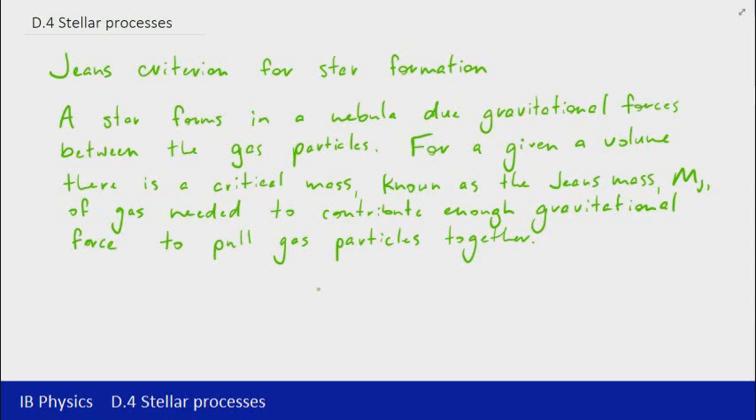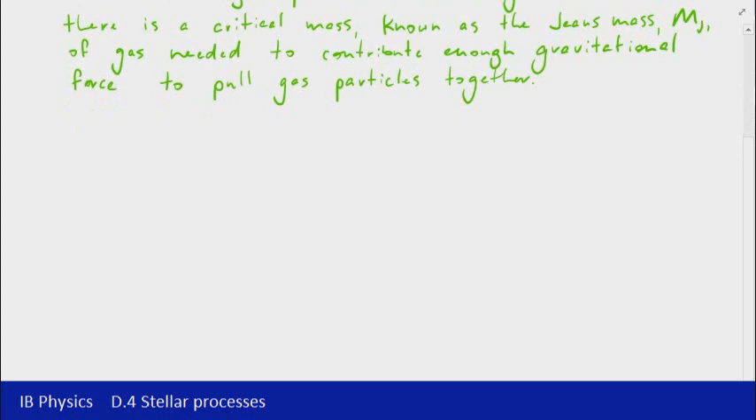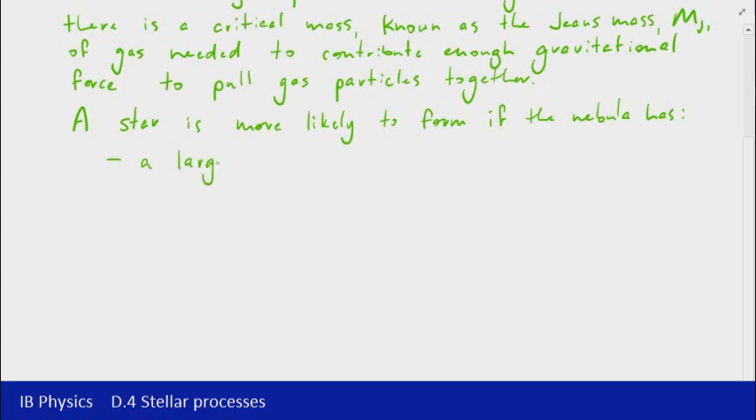So if we look at what the properties of a gas cloud are that will allow a star to form, there's three things in particular that we need to be aware of. So a star is more likely to form given certain properties of the nebula. The first one is that if it has a large mass, a large mass basically means greater gravitational attraction, and so more chance of the star forming. The second one is a small radius. Even if the mass is quite small, a small radius will allow enough gravitational force in that small volume in order for the star to form. And the last one is a low temperature.